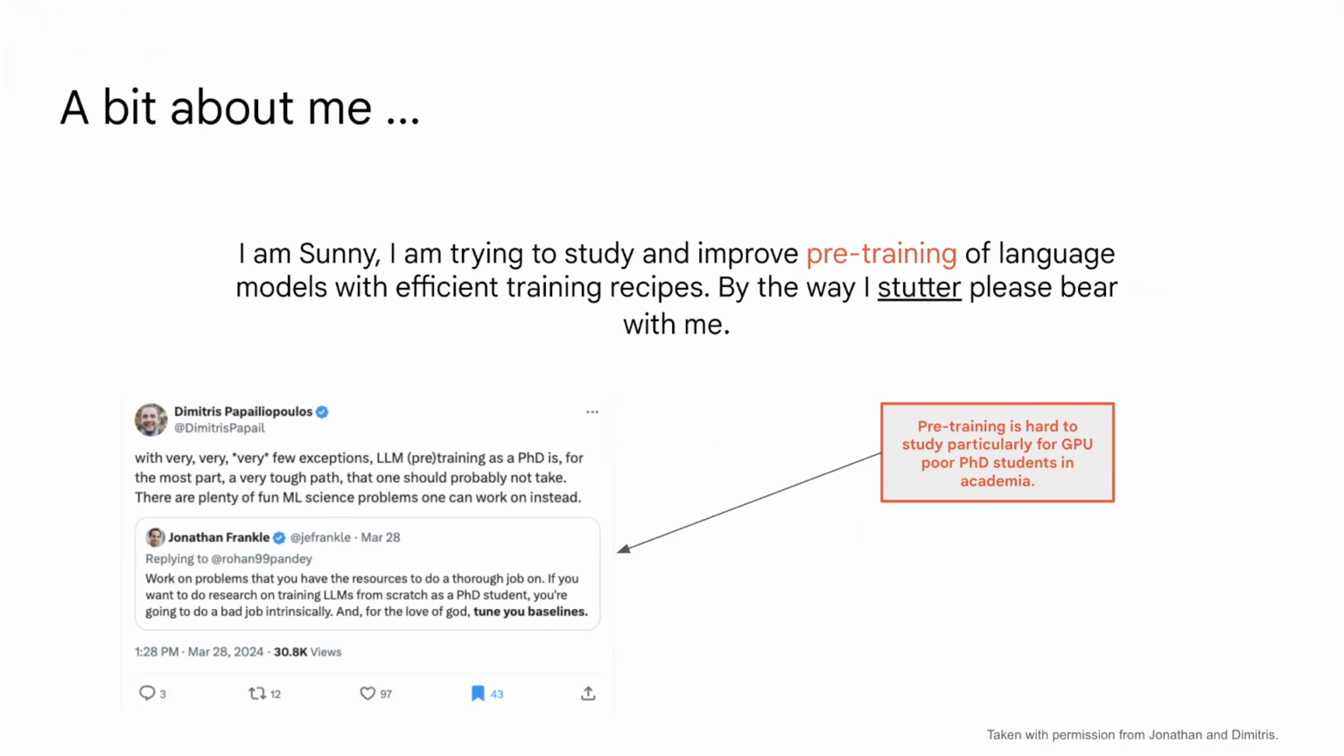I have taken a tweet screenshot with permission from a very famous academic, Professor Dimitris Papailiopoulos, and a very famous industrial researcher, Dr. Jonathan Frankle. Both of them suggest that pre-training research in academia is hard. I'm trying to convey the message that studying pre-training in academia is a hard thing.